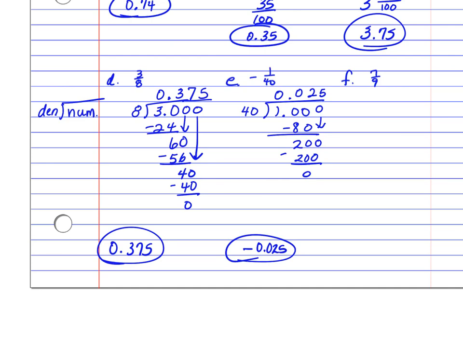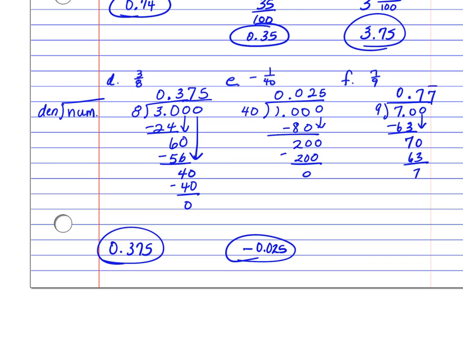Our next one, 9 goes on the outside, 7 goes on the inside. Go ahead and make that a decimal. And 9 does not go into 7, so that first number is a 0. But 9 goes into 70 7 times, and we get 63. Subtract and get 7, bring down a 0. Again, 9 goes into 70 7 times, and as you can see, this becomes a repeating decimal.